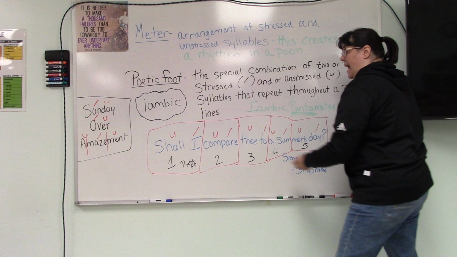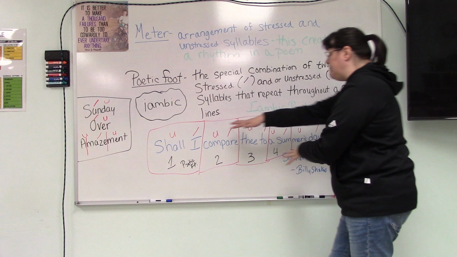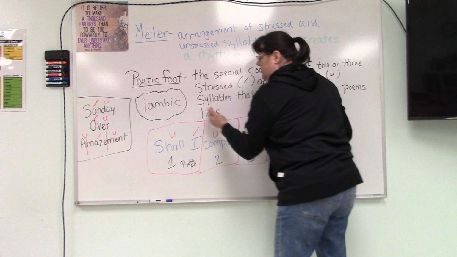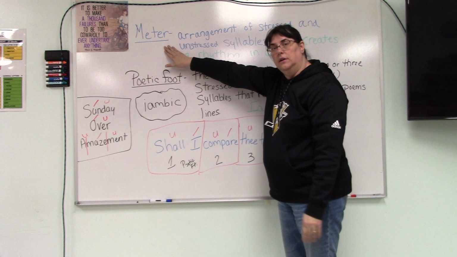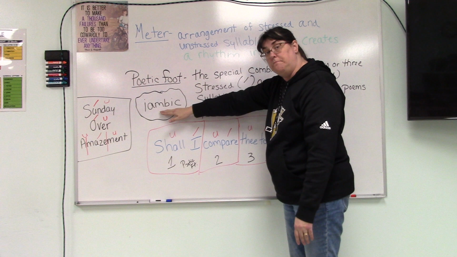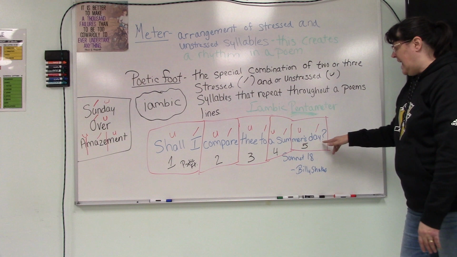Now, all the six different types of poetic feet have different combos of stressed and unstressed. Like maybe one will be unstressed, unstressed, stressed, and another one will be stressed, unstressed, and it'll be all crazy. All right, we're not going to deal with all that. Don't get excited about that. You can learn three things. What's a meter? What's a poetic foot? And what is iambic meter? Iambic is unstressed and stressed. Unstressed and stressed. And it goes on. Okay? And these little groups of syllables are called the poetic feet.